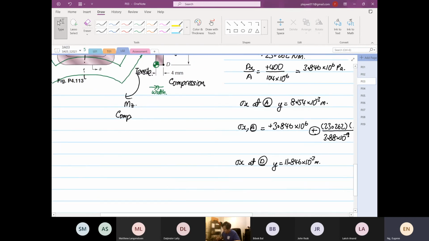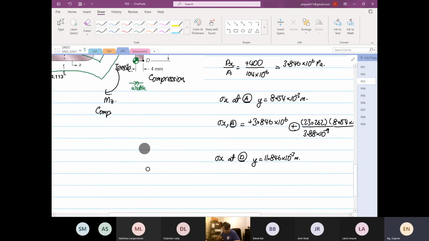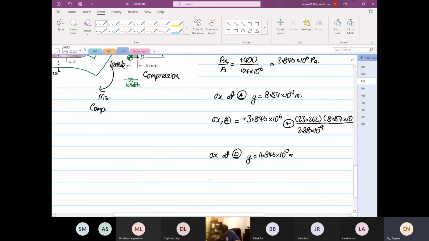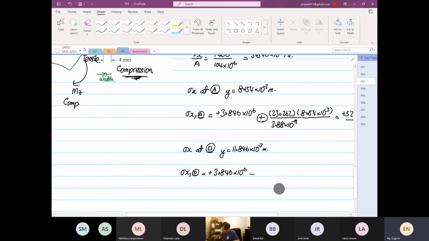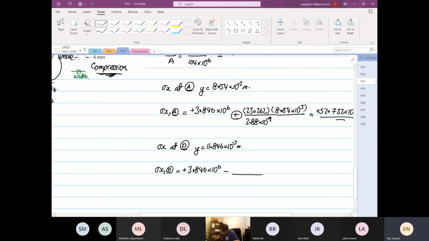Okay, so from here we can calculate our stress at point D. Stress X at point D: the axial load is still going to be tensile. Now this will go into compression, because we know point D is at the head of the bending moment vector, so it's going to be negative. So this is equal to 23.262 multiplied by 11.846 times 10 to the power minus 3 divided by 3.88 times 10 to the power minus 9.